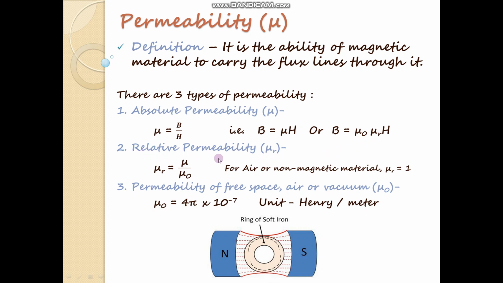Second type is relative permeability, denoted by letter mu r and given as the ratio of mu to mu 0. This mu r, the relative permeability, is 1 for air or non-magnetic material. The third type of permeability is permeability of free space or air or vacuum, and its value is constant, which is 4 pi into 10 raised to minus 7 Henry per meter.